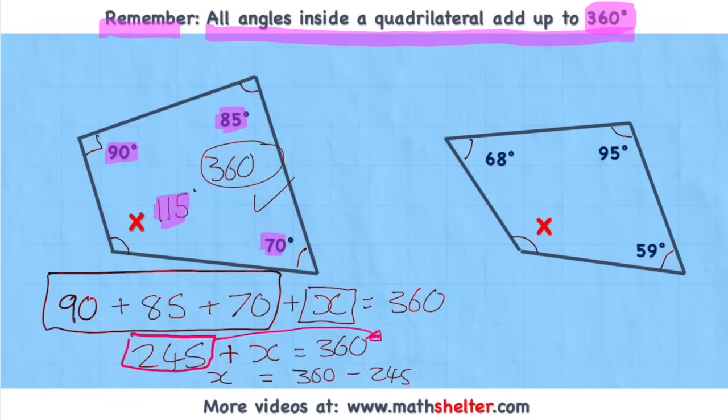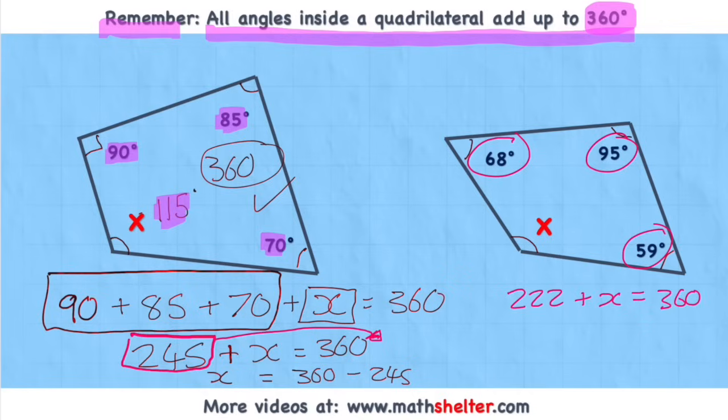68, 95, and 59 are the angles we're given. I have this missing value X. Let's do the same thing again, and I'm going to add up the variables that I have. So 68 plus 95 plus 59 is 222. So 222 plus X should equal 360.